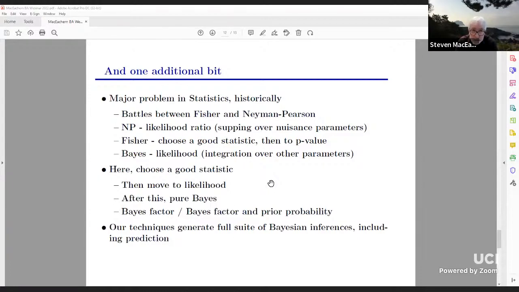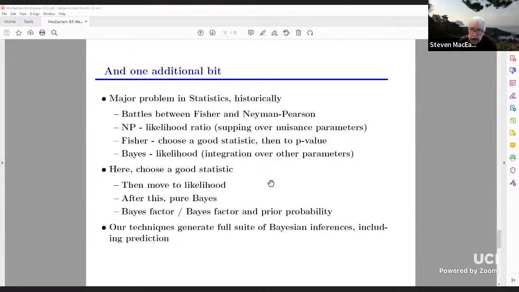But he was choosing a good statistic. Bayes, of course, is driven by likelihood after you've written down your model, but with integration instead of the supping that you see in Neyman-Pearson. Here, we're doing something that maybe brings Fisher and Neyman-Pearson a little bit closer together. Choose a statistic, very much what Fisher would do. But once you've chosen the statistic, not just tell me about a tail area, but rather use that statistic and focus on the likelihood.